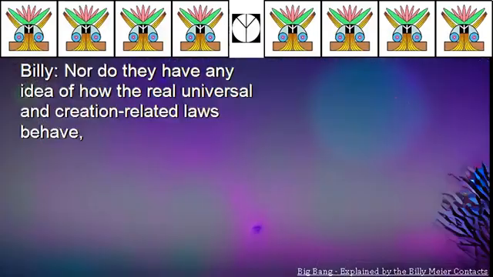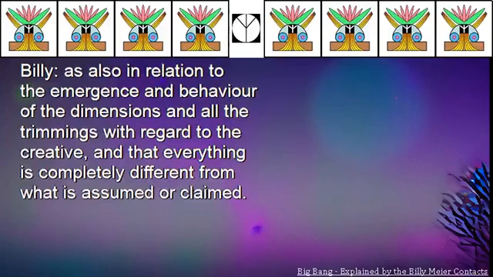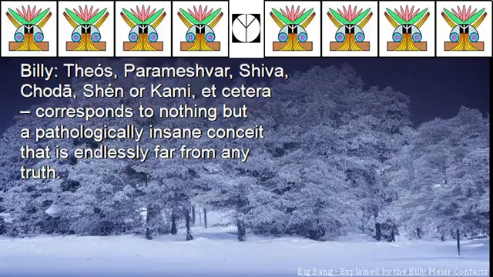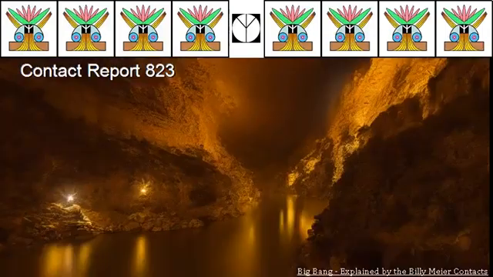Nor do they have any idea of how the real, universal, and creation-related laws behave, as also in relation to the emergence and behavior of the dimensions and all the trimmings with regard to the creative, and that everything is completely different from what is assumed or claimed, and that the creation is delusionally referred to as God and God the Father, as Allah, Theos, Parameshvar, Shiva, Choda, Shen or Kami, etc., corresponds to nothing but a pathologically insane conceit that is endlessly far from any truth. Contact Report 823.